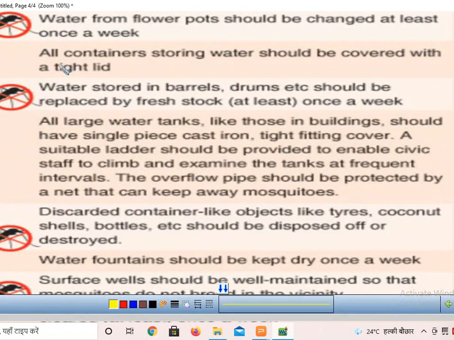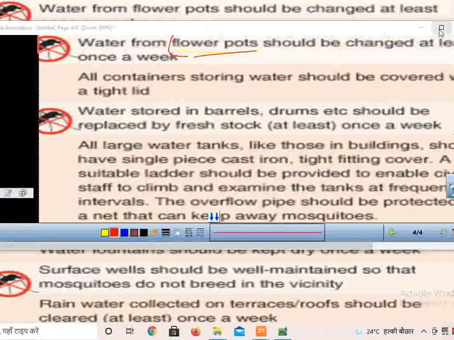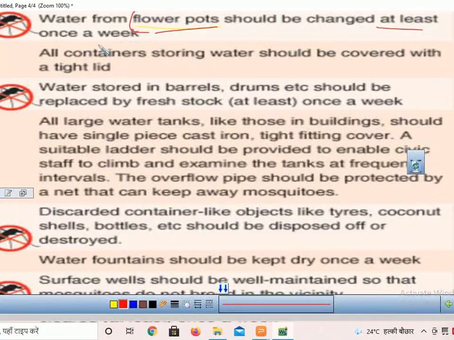For example, what kind of technique can we use? Water from a flower pot should be changed at least once weekly. अगर फ्लावर पॉट्स है आपके आजू बाजू में, आपने कुछ प्लांट्स लगाए हैं, तो उसमें का जो भी पानी है बच्चों, सो वंस इन अ वीक यू हैव टू जस्ट रिमूव इट, ठीक है। इसके अलावा all containers storing water should be covered with a tight lid. फॉर एग्जांपल आपके घर में पीने का पानी हो या फिर the water is used for household work, what if you are keeping containers for storing water, that container's lid should be closed tightly.